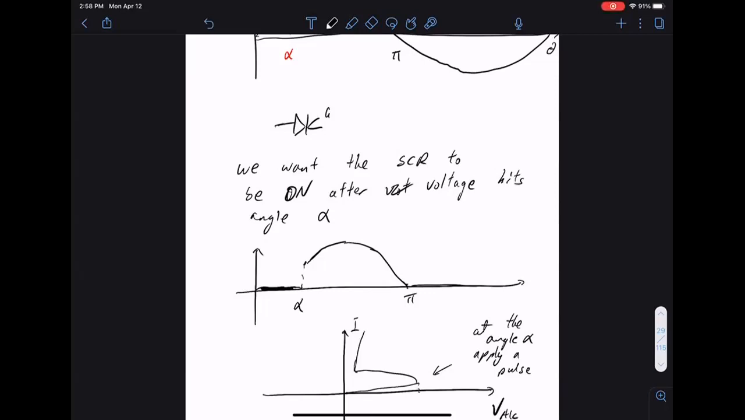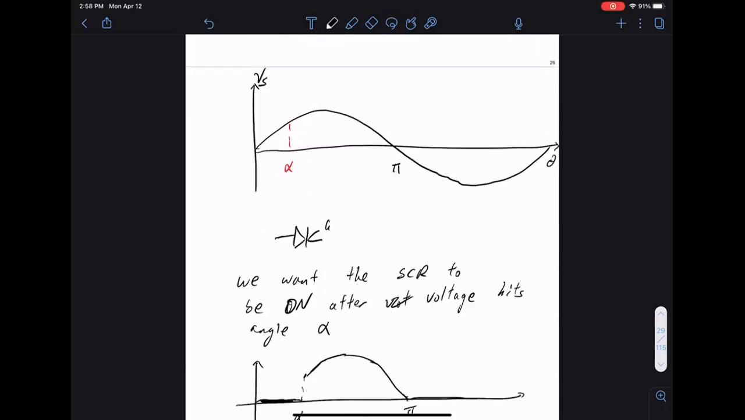So this is the operation. Alpha is basically something we get to pick. The control is that we, as designers, get to pick alpha. So if I only want a little bit of the waveform, I can pick alpha very close to pi. If I want most of the waveform, I can pick alpha close to there.